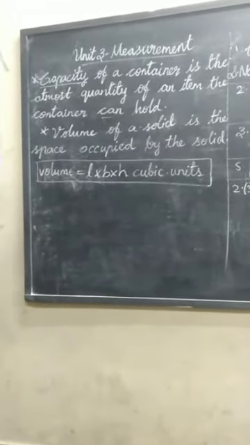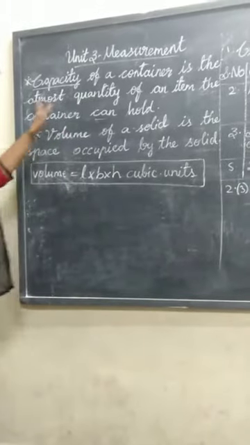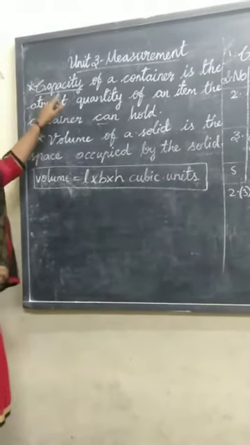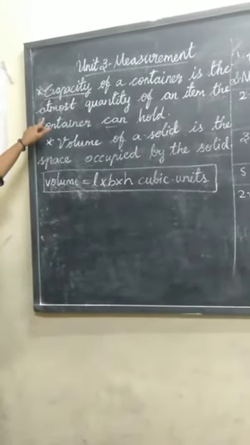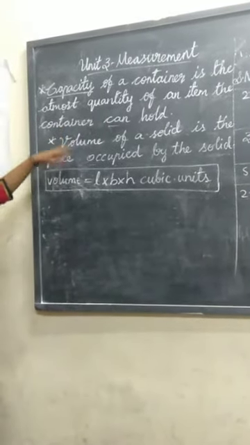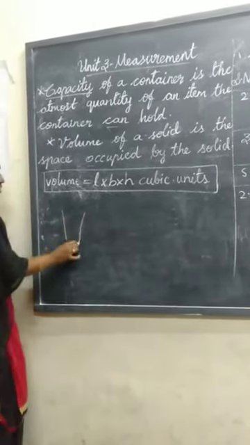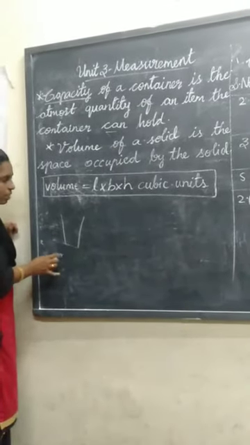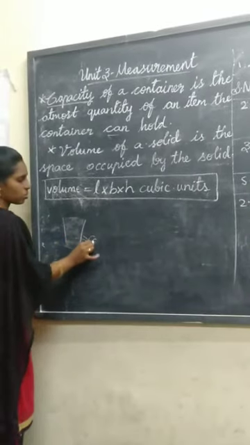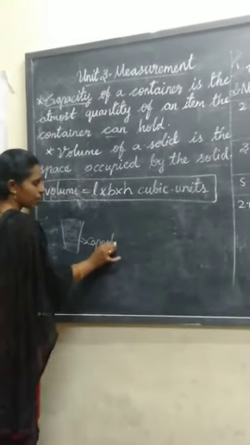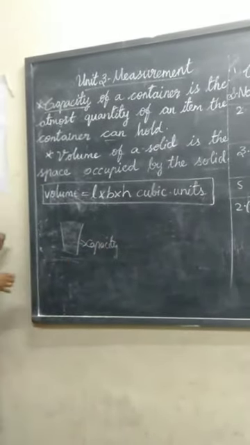Session. Today we are going to see Unit 3 measurement. See first capacity. Capacity of a container is the utmost quantity of an item the container can hold. For example, if you take a glass, what is the capacity of the glass? How much water it can hold is its capacity. So this is called the capacity of a glass.